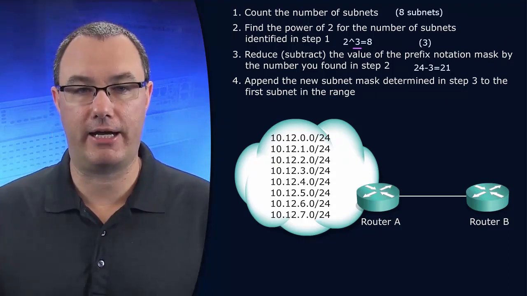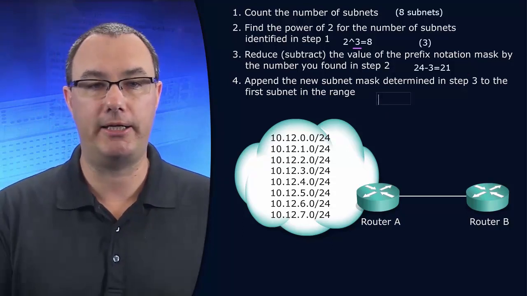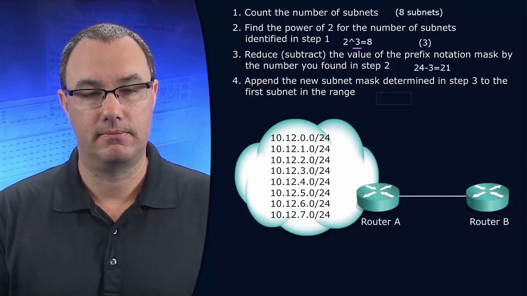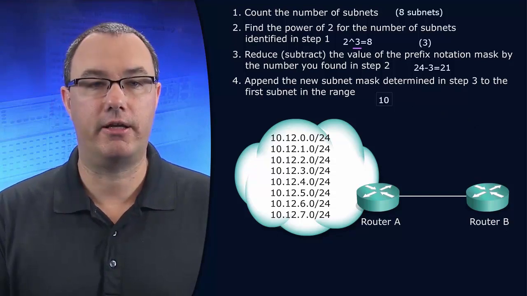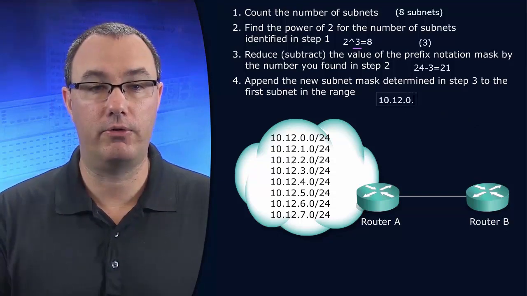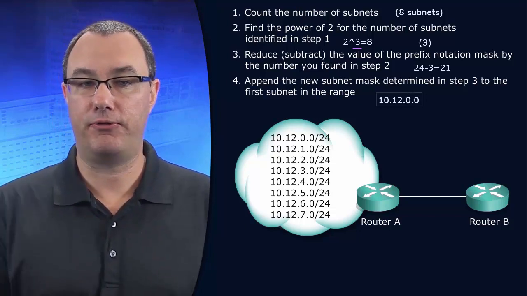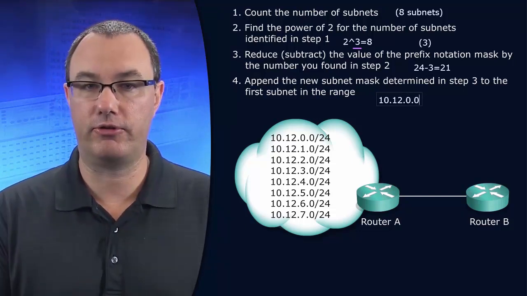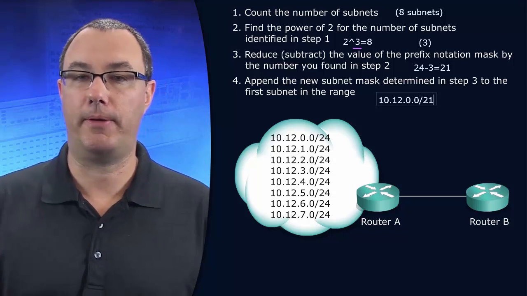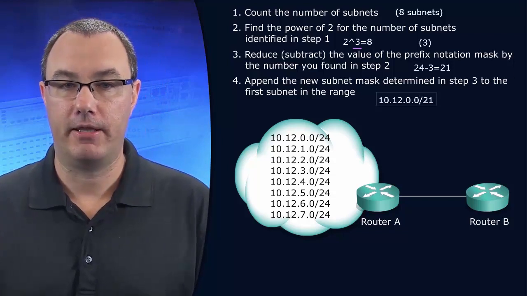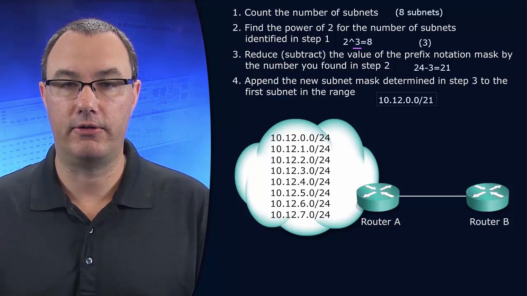Okay, so let's do that. So the perfect summary would be 10.12.0.0. How do you know what network to use? It's the first network in the space that you're summarizing, /21. That is the perfect summary mask.